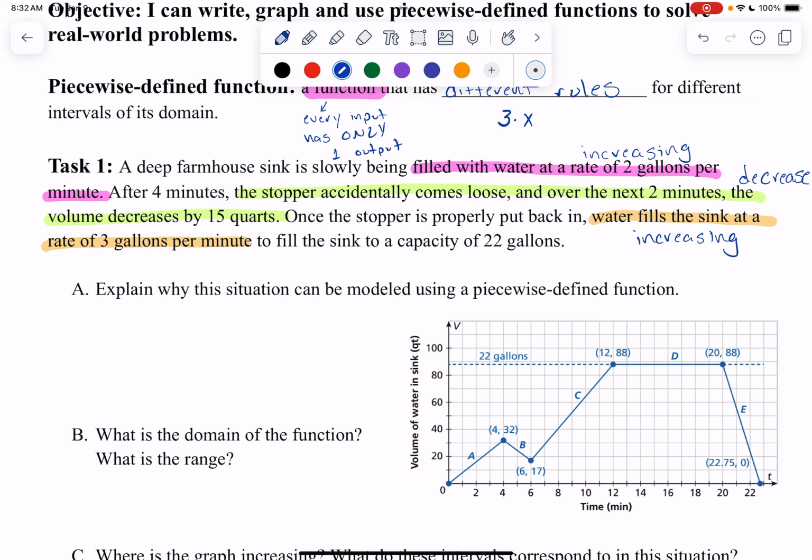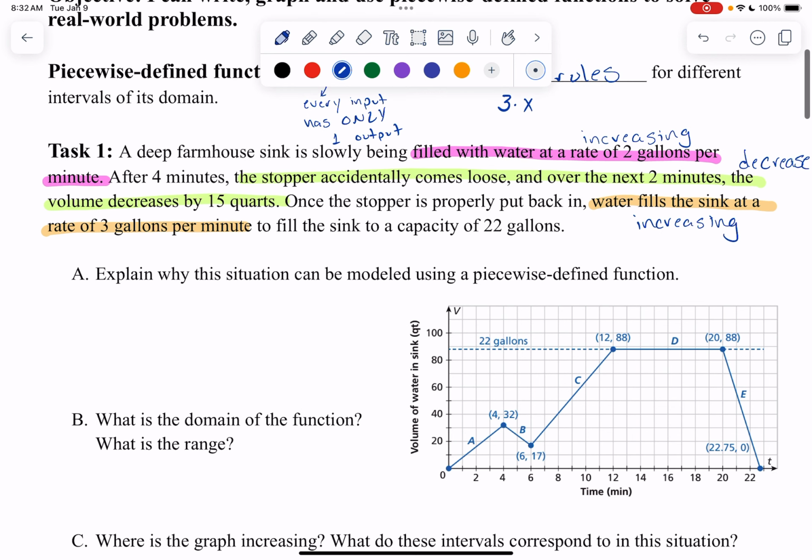So for part A, explain why the situation can be modeled using a piecewise defined function: because different things are happening over different parts of the domain.